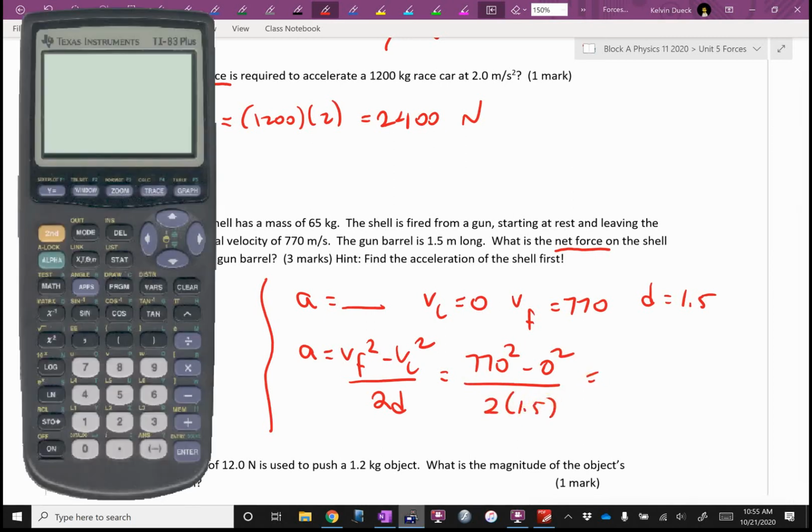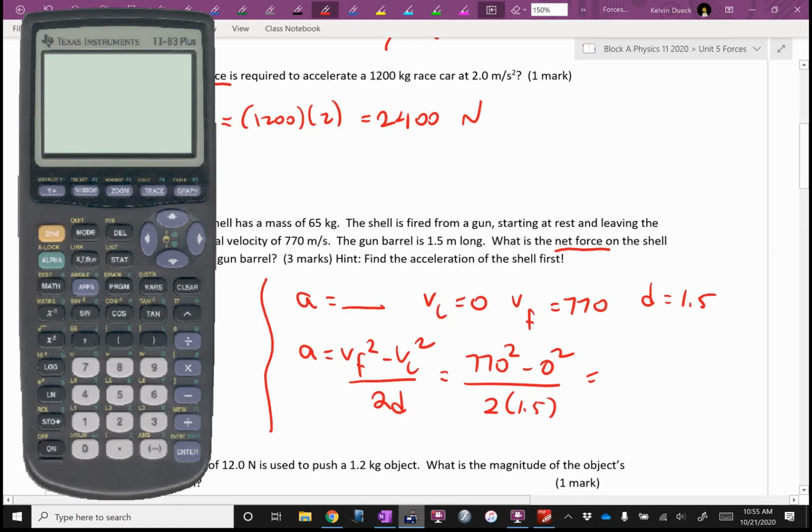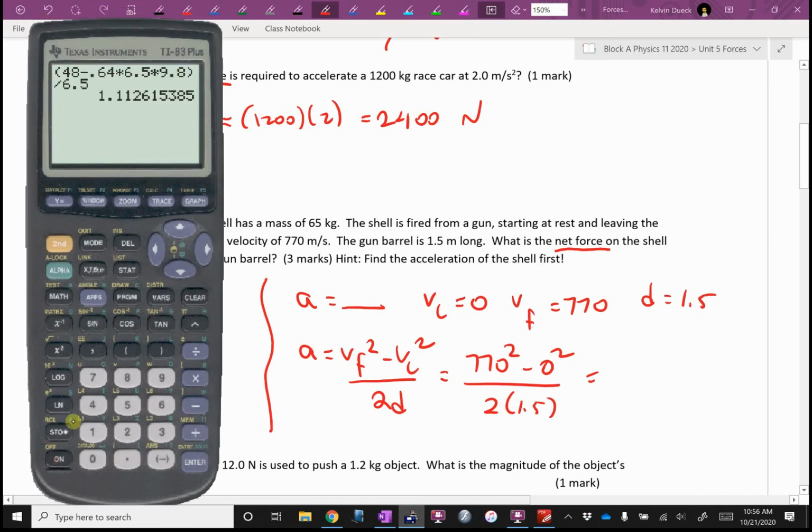Is this bullet speeding up? Is this a cannon? Artillery shell. Is this artillery shell speeding up or slowing down while it's in the barrel? Am I expecting a positive or a negative acceleration? Okay. I probably didn't need to type the minus 0 squared.